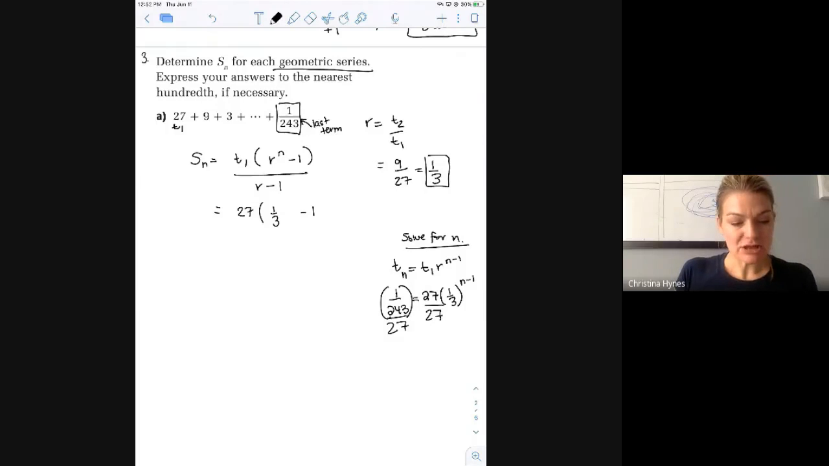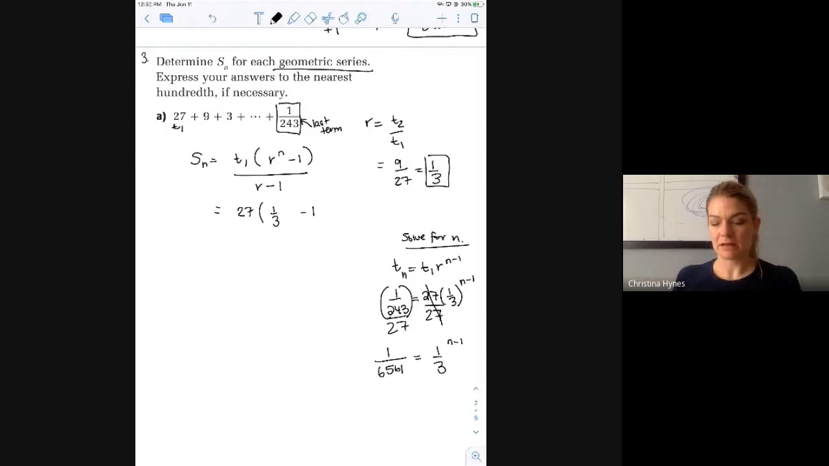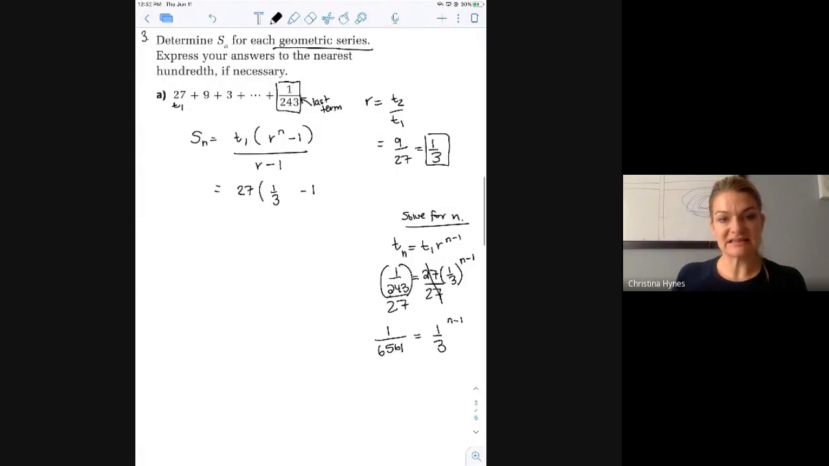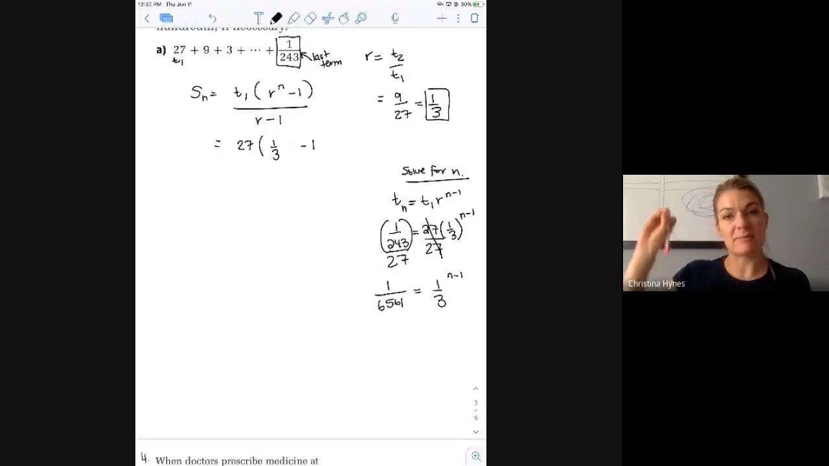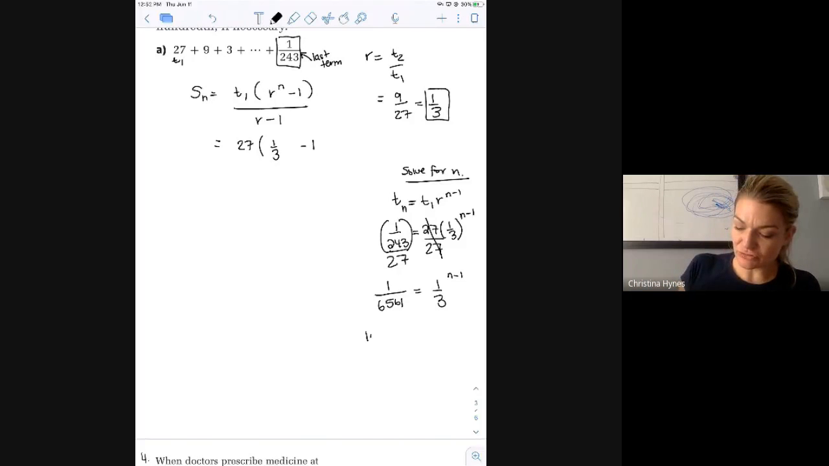Okay, so you can change it to a fraction. It's a large one if you want. It's 1 over 6561. So these cross each other off, leaving us with 1/3 to the power of n minus 1. Now, just like in the previous example, when we have to solve for a power, what I like to do is introduce that log button. What I do to one side, I do to the other.